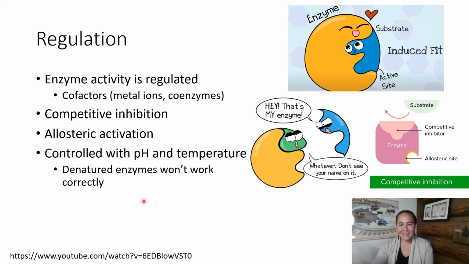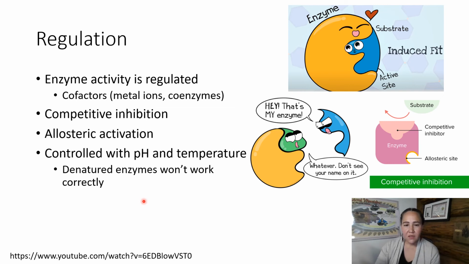Something that we need to talk about is that these reactions between enzyme and substrate are regulated. Many of these enzymes require molecules that are not part of their molecular structure. These are called cofactors. These could be metal ions such as iron that are required for the enzyme activity to occur. There are also coenzymes involved. These are also sometimes required for the enzyme to work properly.